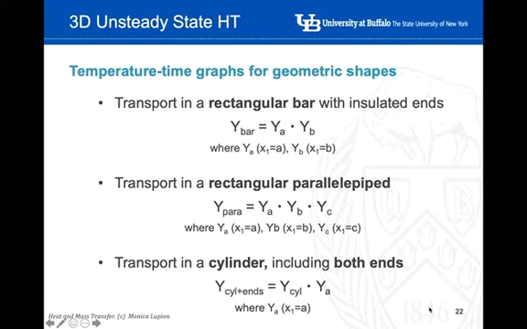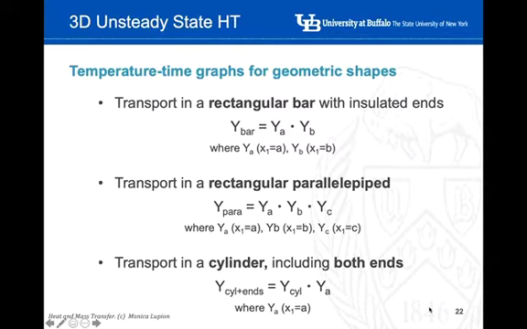This is just a summary. When we have a rectangular bar with insulated ends, we can calculate the overall y as a function of the y over 2 of these faces, A and B. There is also an indication of the definition of the value of x1.